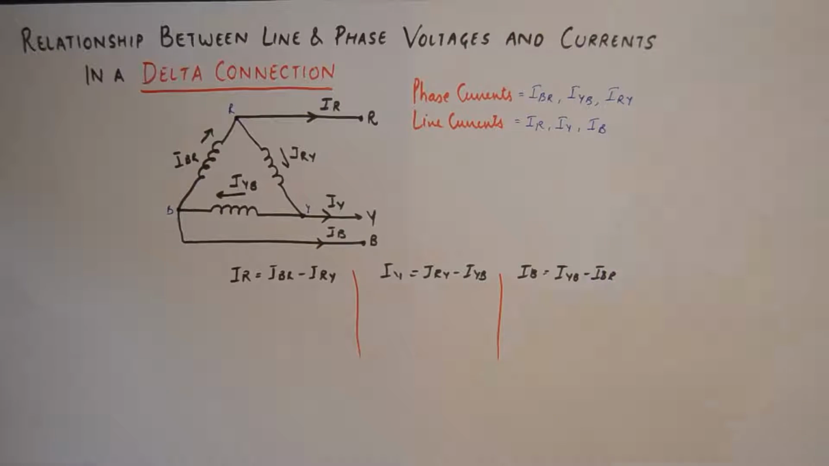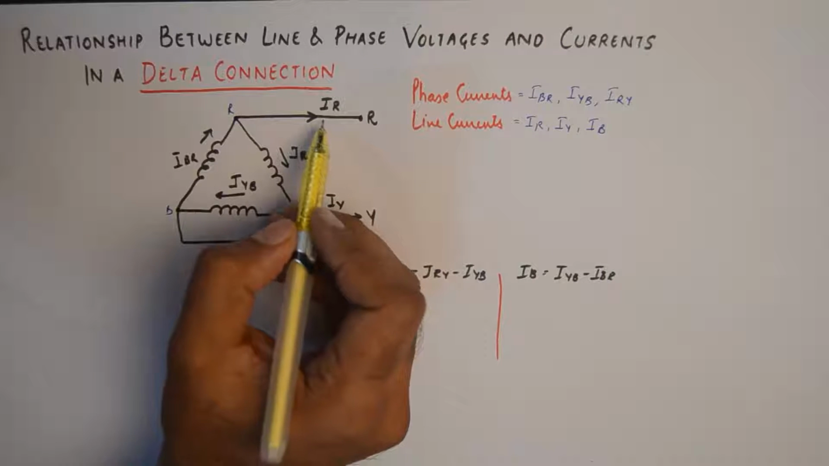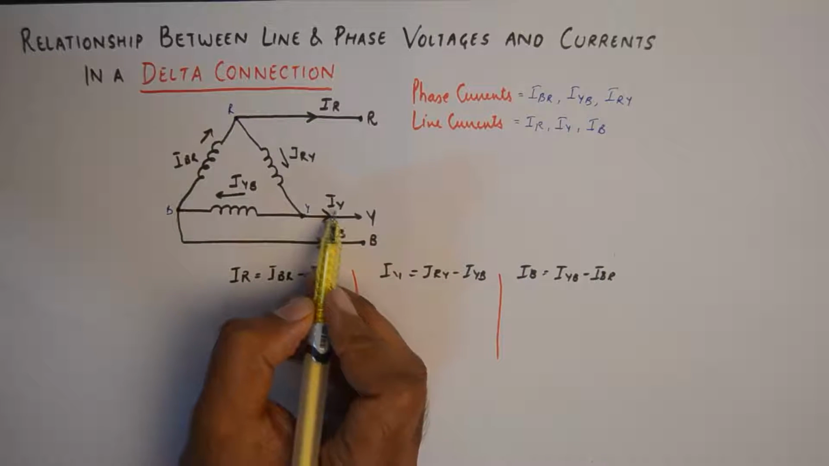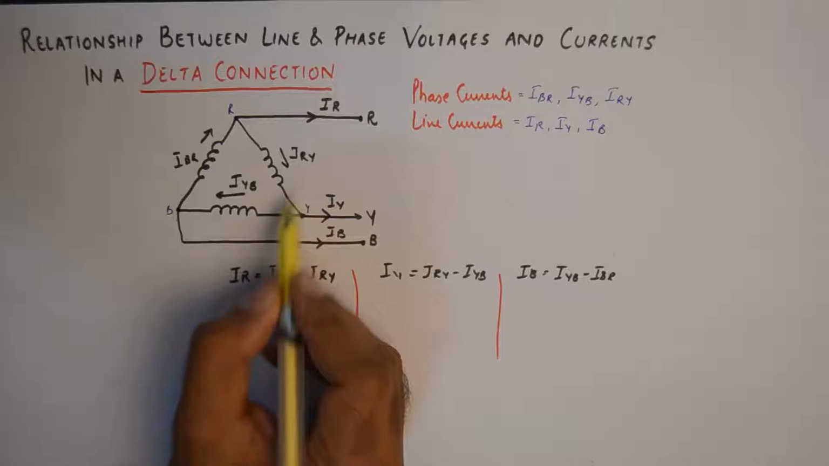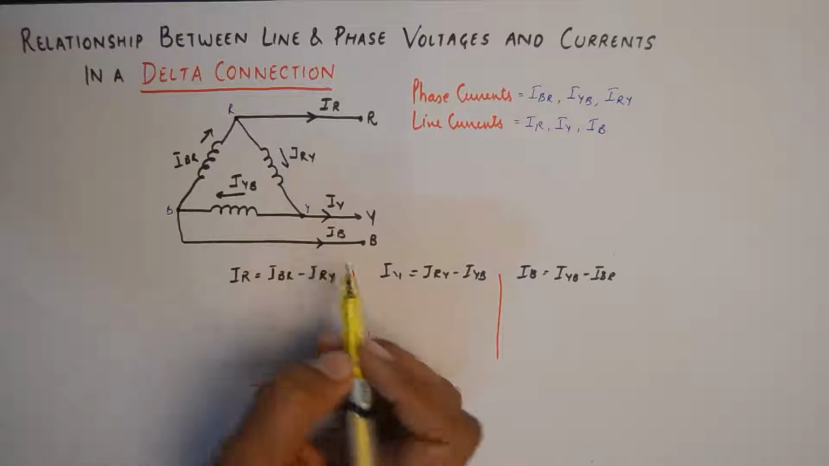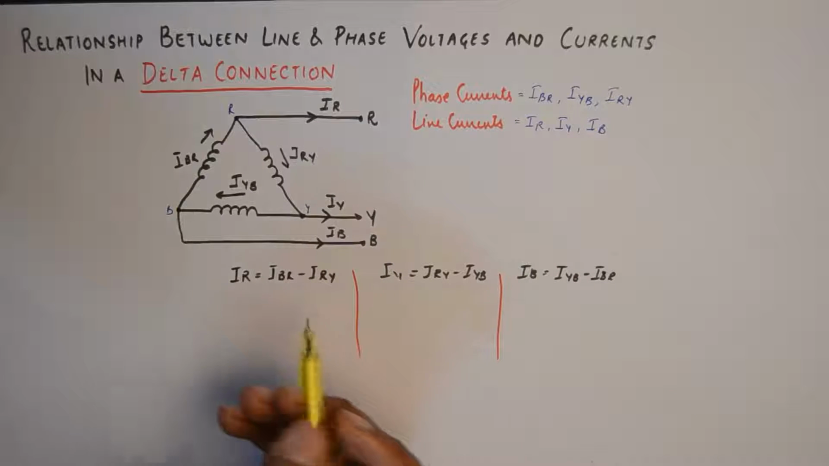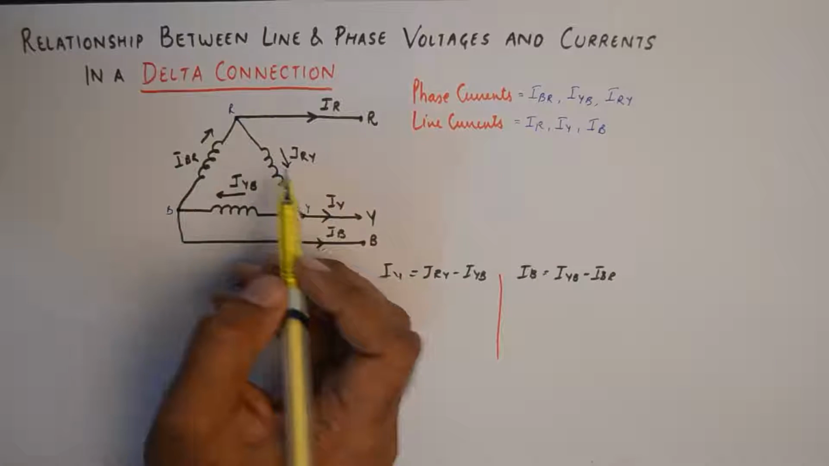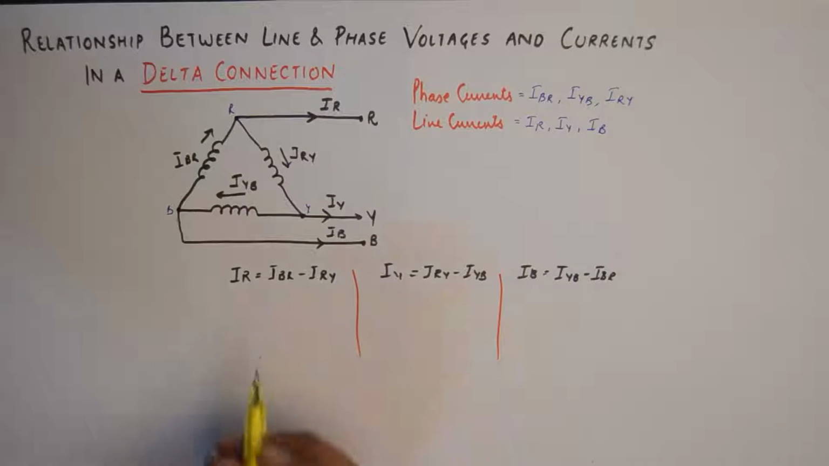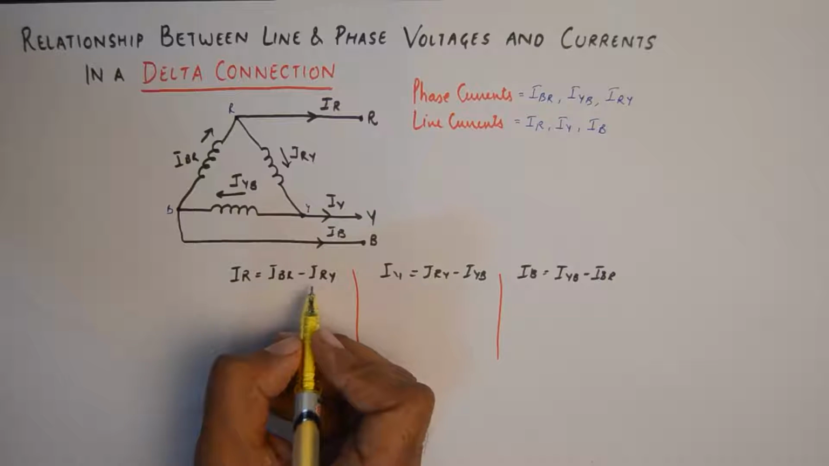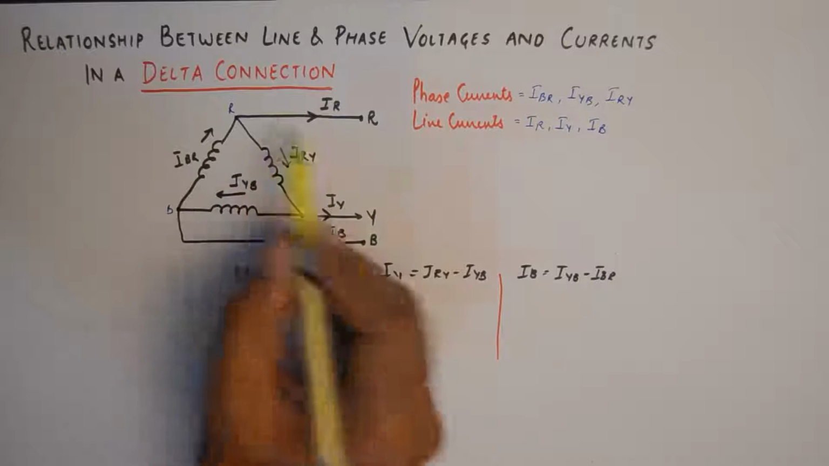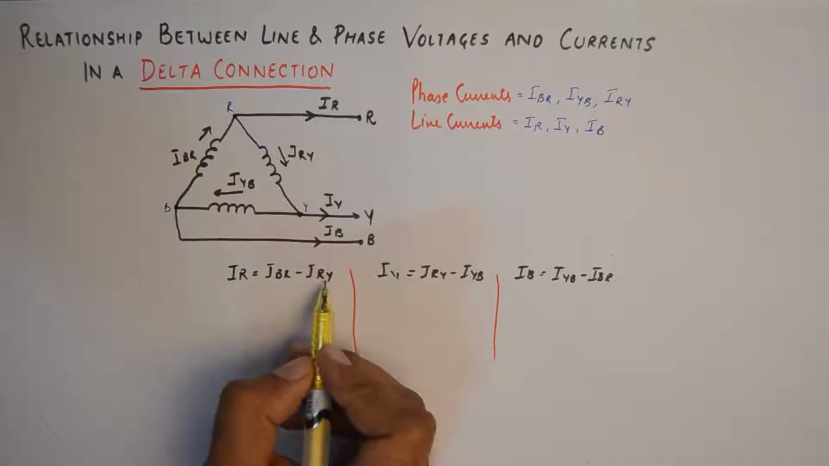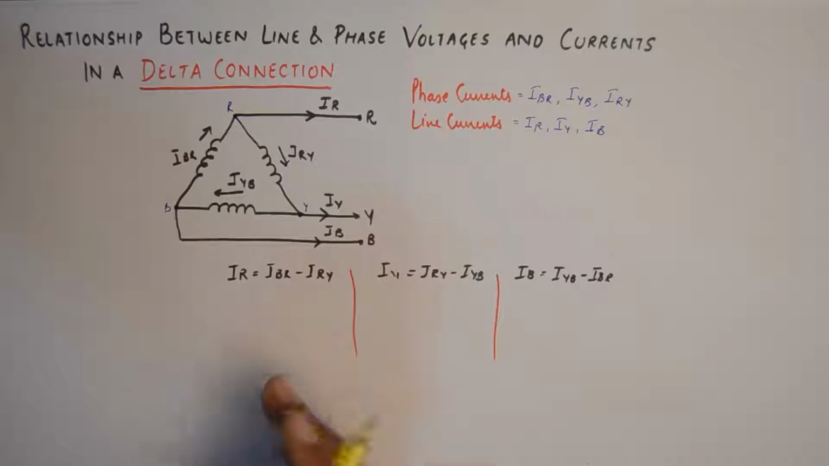Now, here if you observe, the line current IR is derived from these two currents, and similarly the line current IY is derived from IRY and IYB, and there is of course a relation between the currents at a particular node. So applying Kirchhoff's current law, we get these three relations. We know that IR is equivalent to IBR, the current entering, and IRY, the current leaving, and so on and so forth.